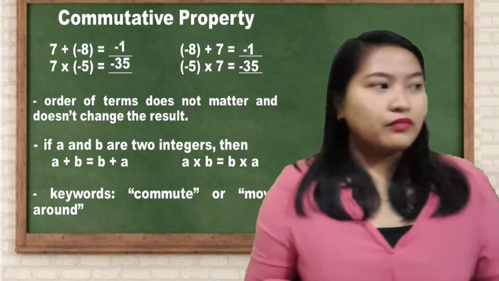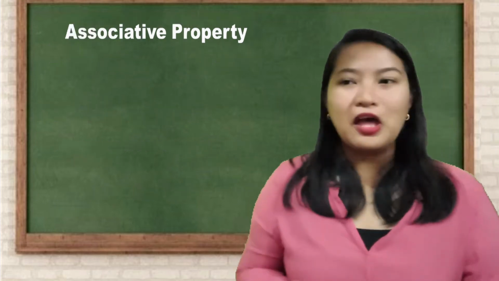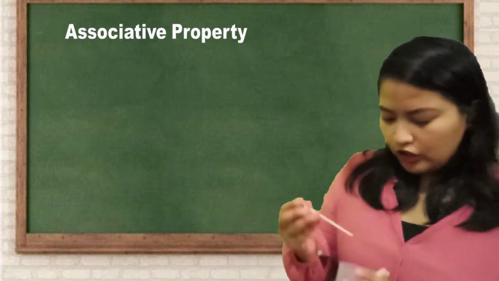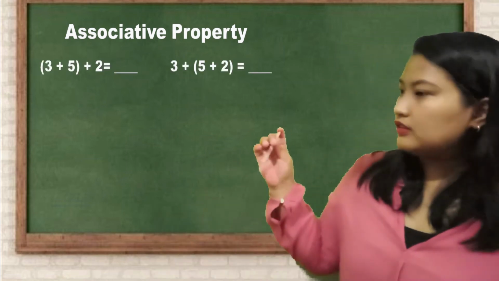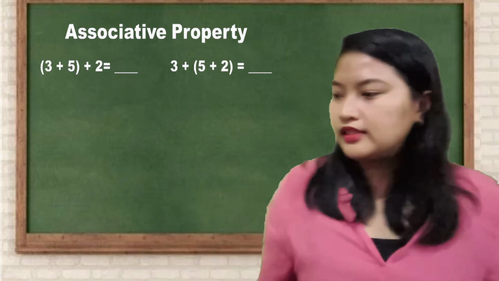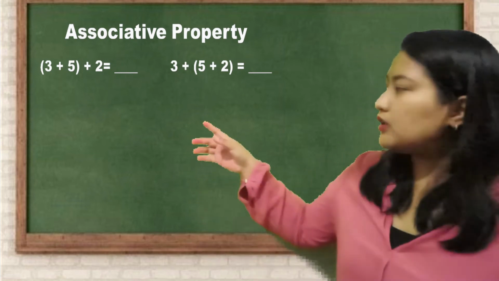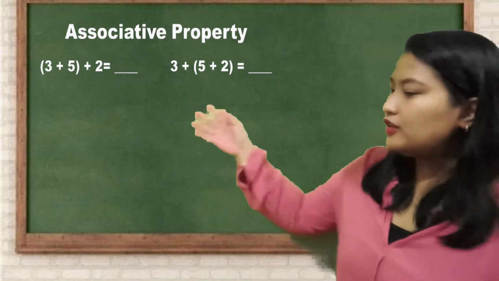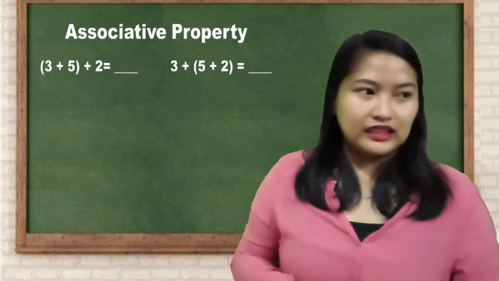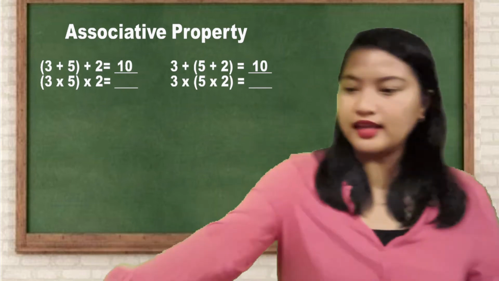Okay, the third property. Okay, let's have associative property. Okay, we have here mathematical sentences. Okay, please, John. Please read. Okay, very good. The quantity of 3 plus 5 plus 2 is equal to 10. And also 3 plus the quantity of 5 plus 2 is equal to 10. Okay. Second, Ella. Yes, Ella.